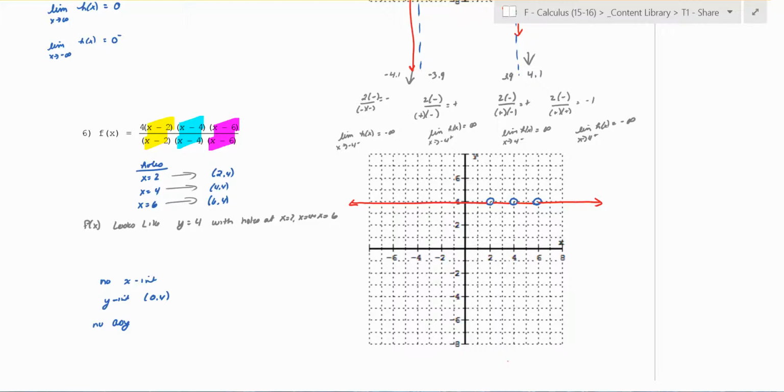Factor cubics. What's nice is that you can cancel all three of them. Are there any vertical asymptotes? No, because all of the terms in the denominator go away.